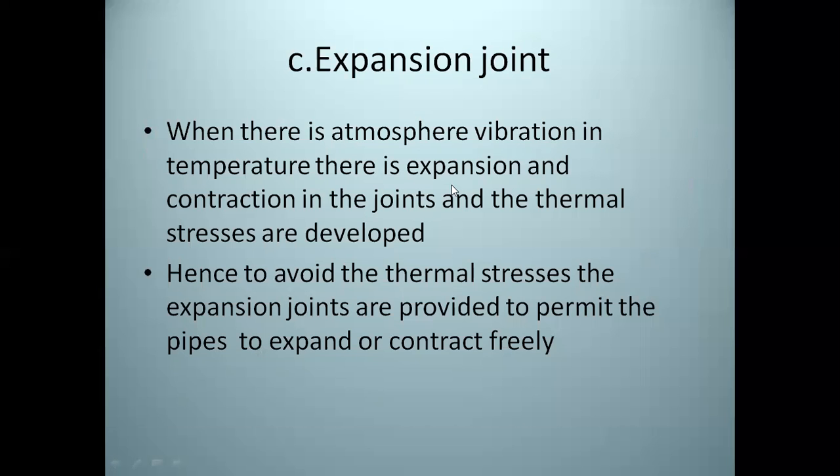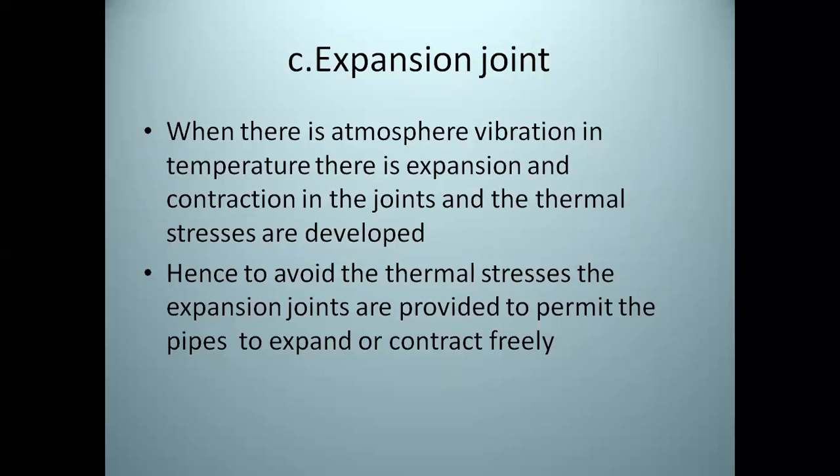After the flanged joint, next is the expansion joint. Now see what the expansion joint is. When there is an atmospheric variation in temperature, there is expansion and contraction in a joint and thermal stress is developed. Now see what is meant by that.